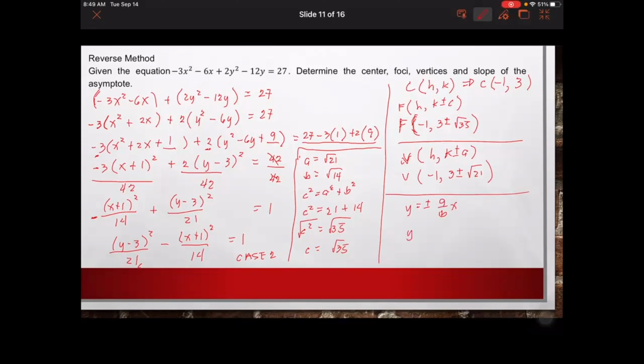So we will have y is equal to plus or minus our A, the square root of 21, over the square root of 14 x. Now, simplifying this part, if you put this in your calculator, we will have y equals plus or minus the square root of 3 over 2 times x.